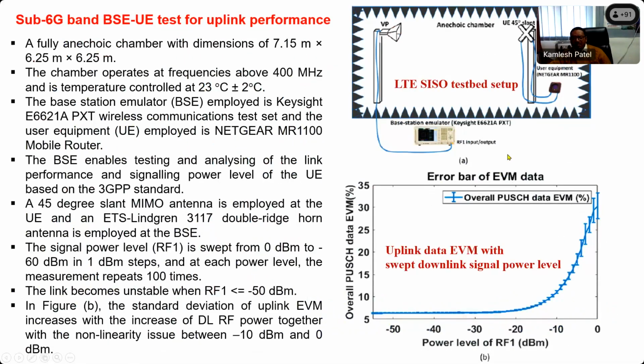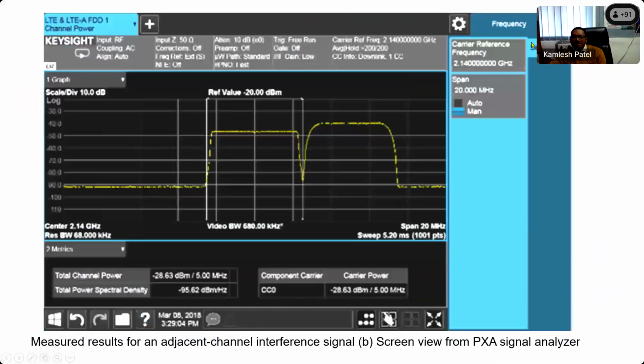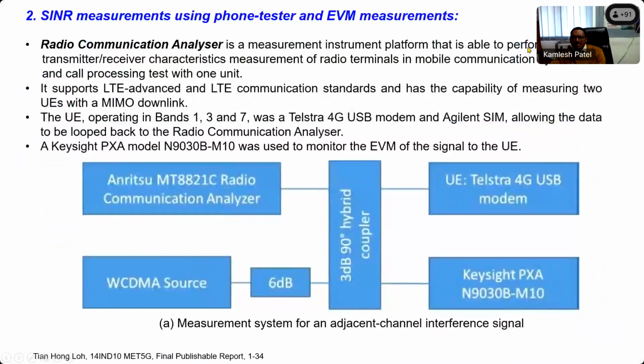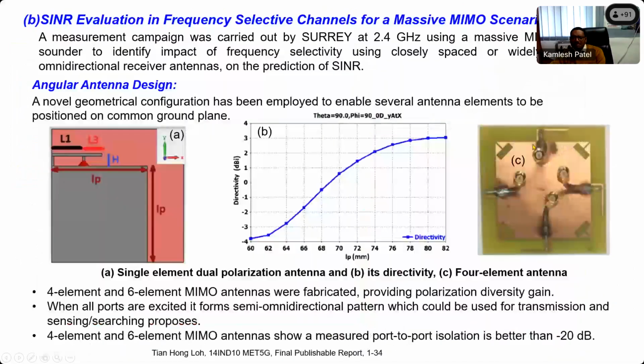So for checking this performance, they have made a measurement setup at the LTE band with the help of a single input, single output test bed setup. This setup is made in an anechoic chamber, and in the anechoic chamber they are using one horn antenna to transmit the signal and one 45-degree slant MIMO antenna. So this MIMO antenna is the similar antenna which we have discussed earlier. So this antenna is like, this is the MIMO antenna, a 4-element MIMO antenna, 1, 2, 3, 4.